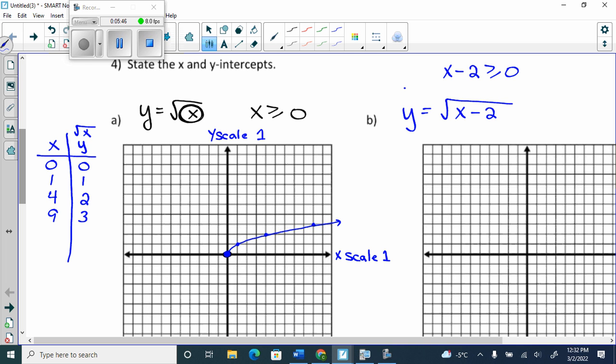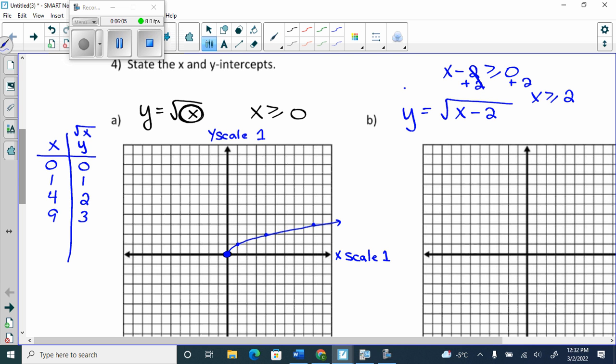We agree? So what am I going to do here to get x by itself? I'm just going to add 2. Would my inequality sign flip? No. It's only if I divide by a negative. So I add 2, and now I know that x has to be greater than or equal to 2, which makes sense based on the transformations.